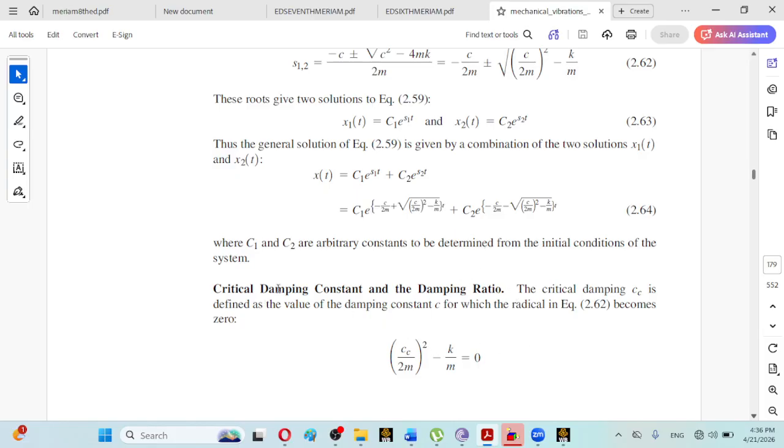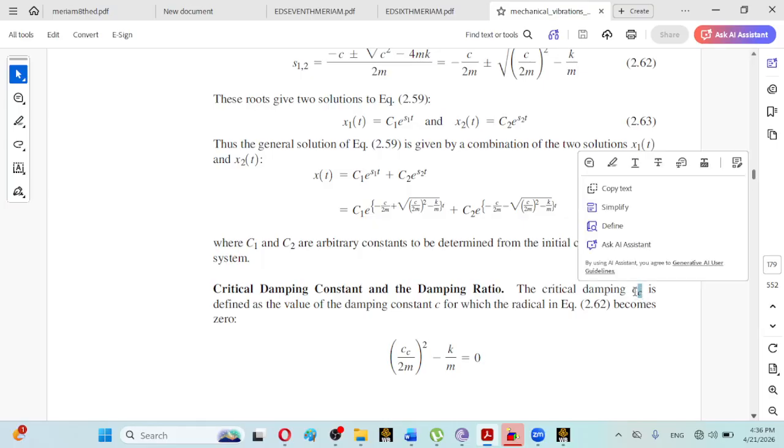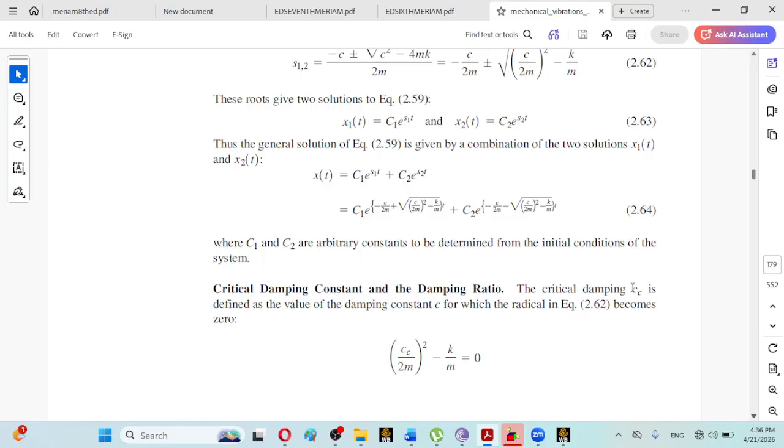So here it says it introduces two new terms: one is called the critical damping constant and the other is called the damping ratio. As we can observe here, the critical damping constant is represented by the small letter c with subscript c. Remember, this is c subscript c, the critical damping constant. We will be reading it as critical damping constant.